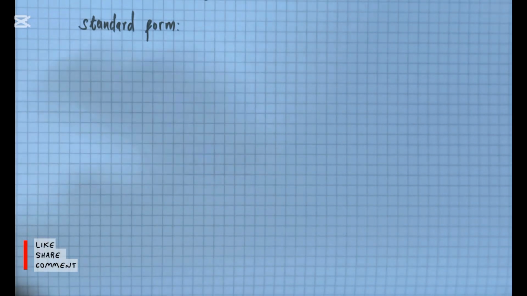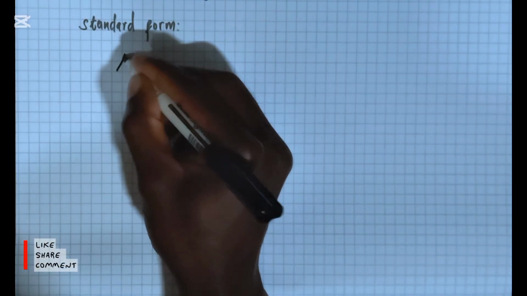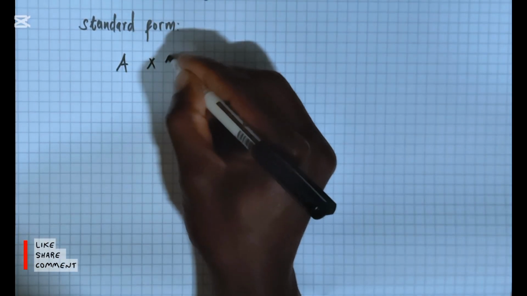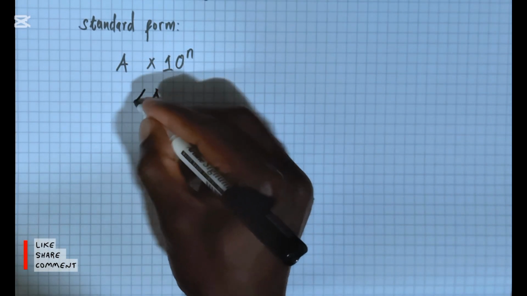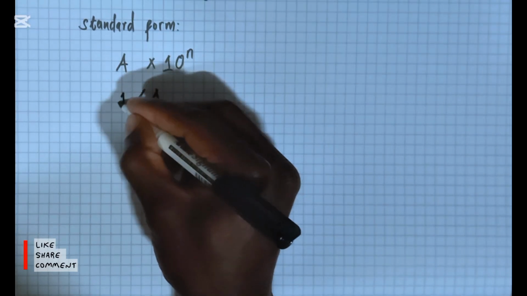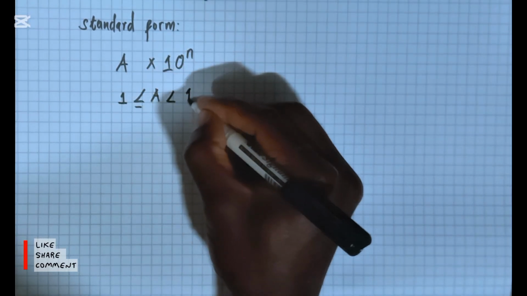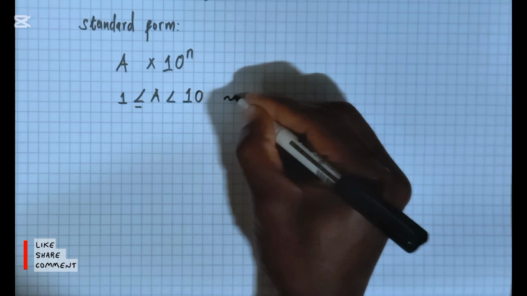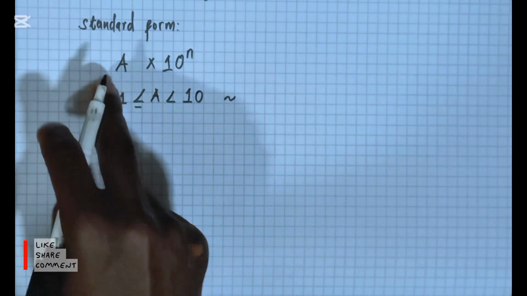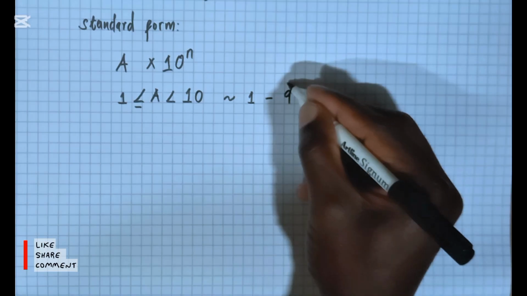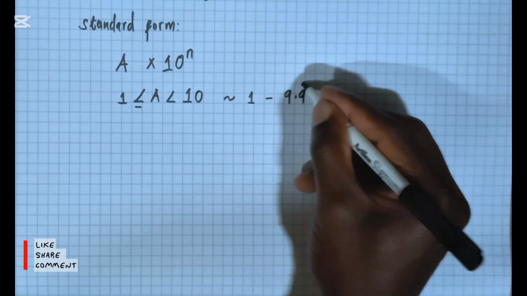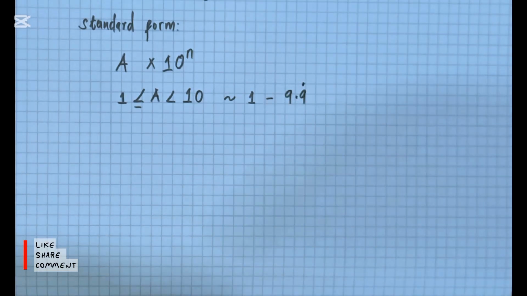A number is said to be in its standard form if it's written in the form a times 10 raised to the power of n, where a is usually a number greater than or equal to 1 and less than 10. Basically, this means that a should be between 1 and 9.9 recurring, so long as it doesn't get to 10.